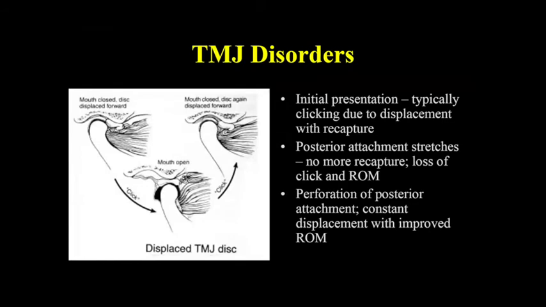With a displaced TMJ disc, we get clicking as the disc recaptures and comes into a normal position. With posterior attachment stretching, there is no more recapture. There is loss of the click and range of motion. With perforation of the posterior attachment, there's constant displacement with improved range of motion.